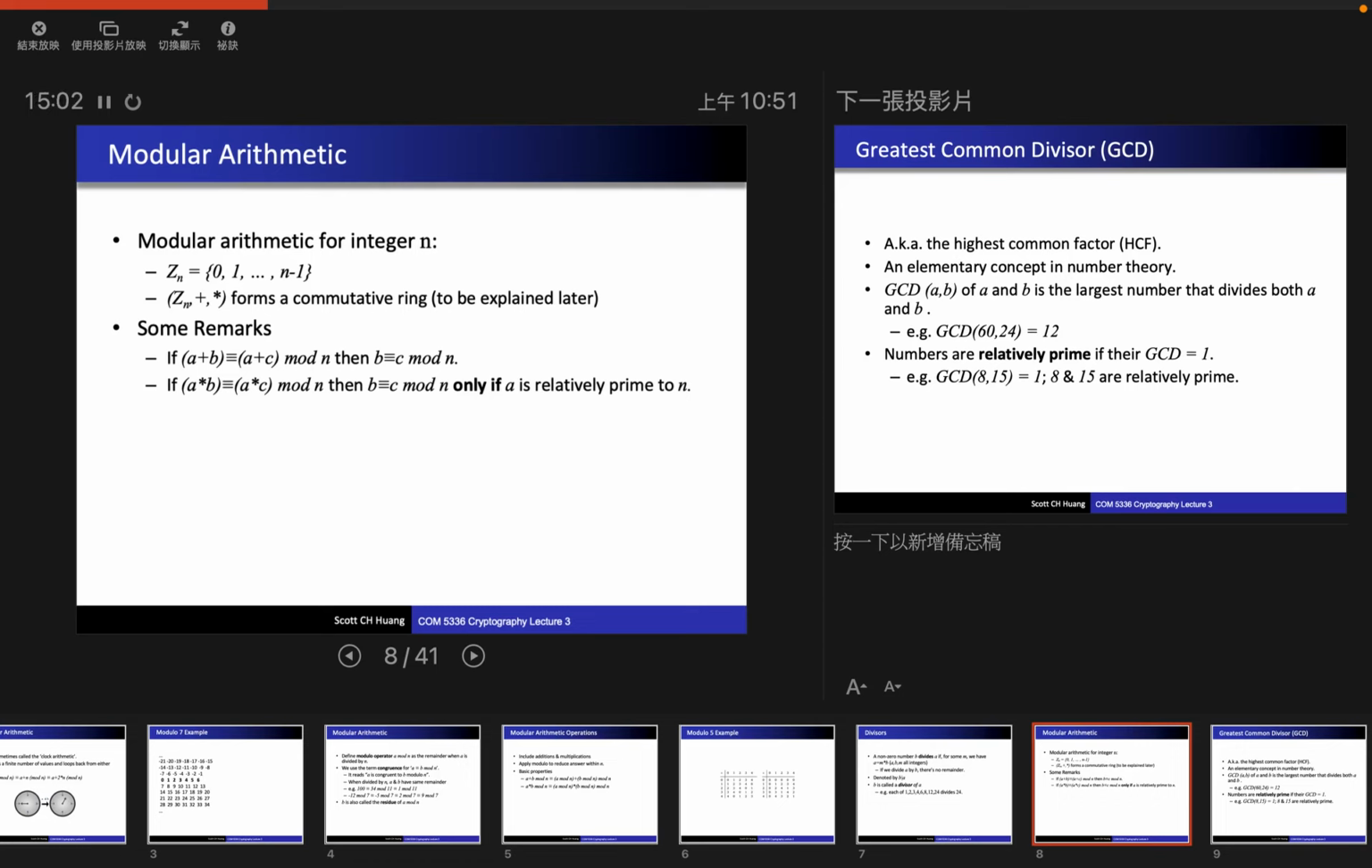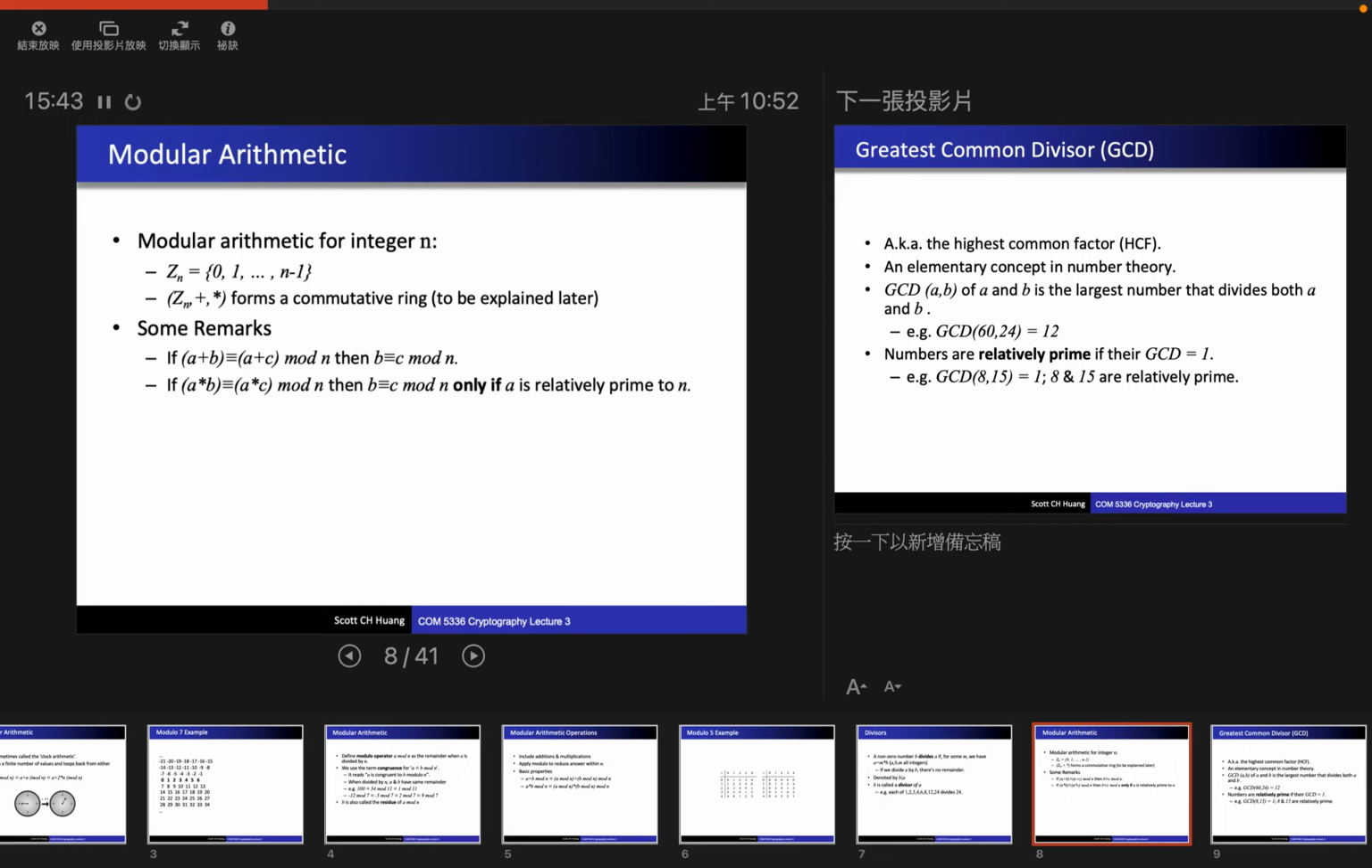For example, mod 6. So 2 times 3 is congruent to 2 times 0, mod 6. This makes sense because 2 times 3 mod 6 is 0, and this is also 0. Apparently you can't cancel here, because if you do the cancellation law, 3 is going to be congruent to 0, which is false. But 2 is not 0. So even though 2 is a non-zero element, you still cannot use the cancellation law.